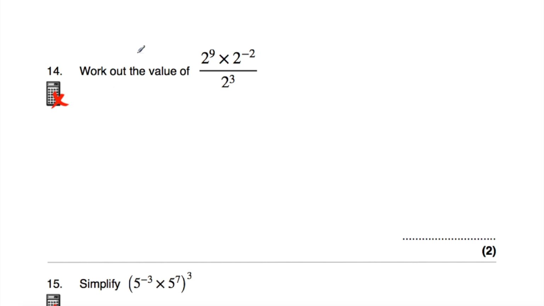And actually this time we've been asked to work out the value of it, so we're not just to simplify, to work out the value, and it's a non-calculator question. So let's deal with this to begin with. Let's simplify it using our laws of indices, and then we'll work out the value of it at the end. Okay, so let's deal with the numerator to begin with.